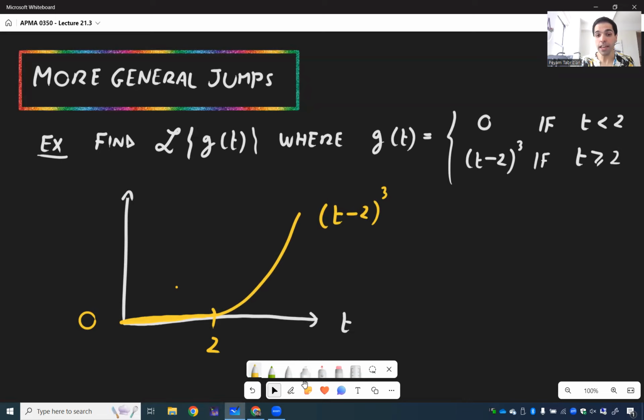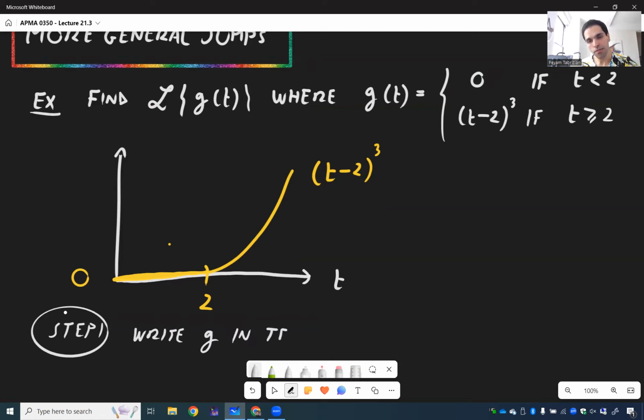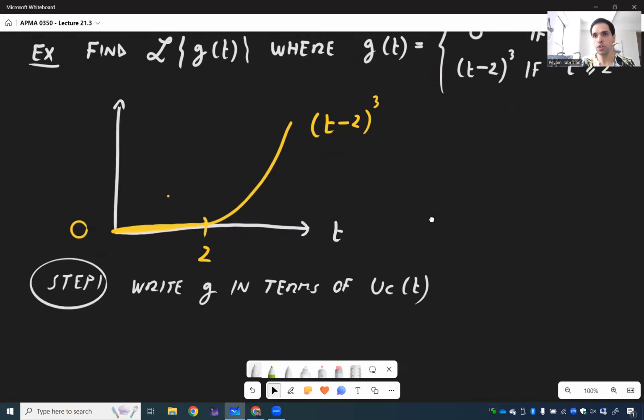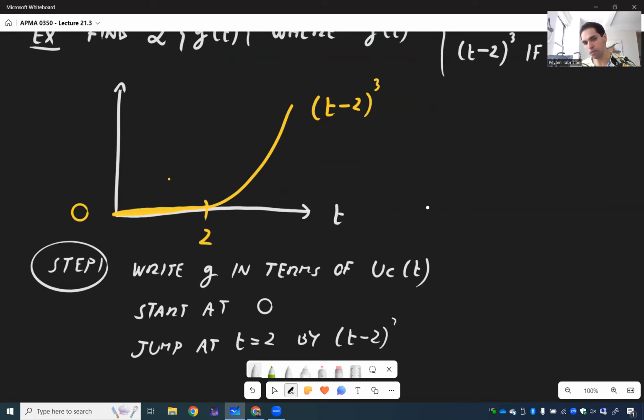And the cool thing is, it's the same process. So first, write g in terms of u_c, again, of our Heaviside functions. And what you do here, you start at 0, and then you jump at t equals 2 by the function (t minus 2) cubed.